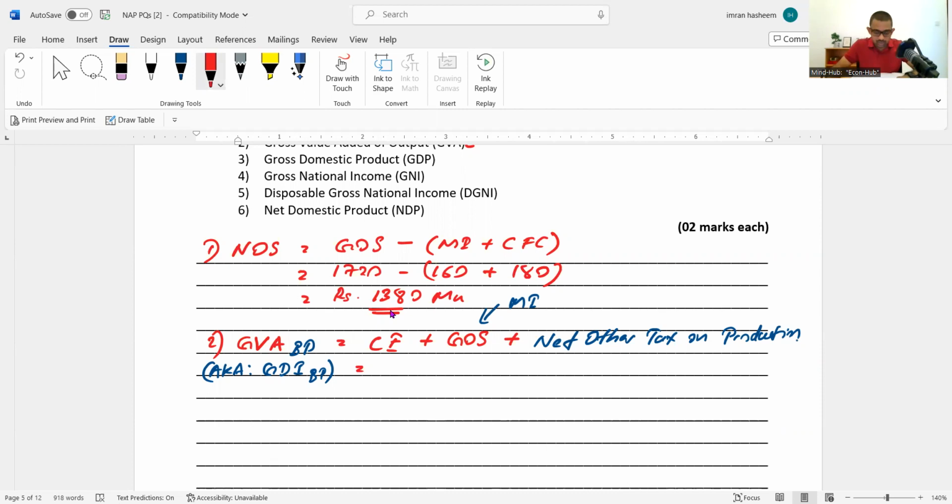Compensation of employees 2,740. So 2,740 plus this was 1,720. Don't take any other value. Don't take the net value. Plus, let's do the calculation. Other taxes charged on production 140 minus other subsidies 40. So that's a net of 100. Okay, how much do we get when we add all this up?